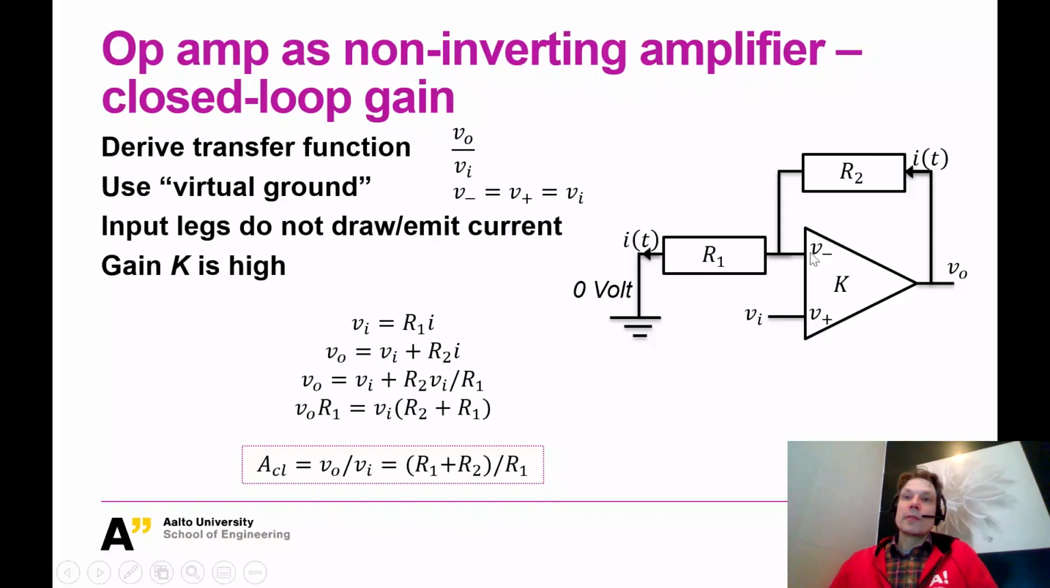So you can calculate the current here, and then you can say that the same current is actually flowing from here, because this leg is neither drawing nor outputting any current. Then you can calculate the output voltage by adding the input voltage, which is the same here, and solving the current from here. And now you get the closed loop gain, output over the input, which is the sum of resistors divided by resistance 1. So now we have learned two amplifier setups, inverting and non-inverting.